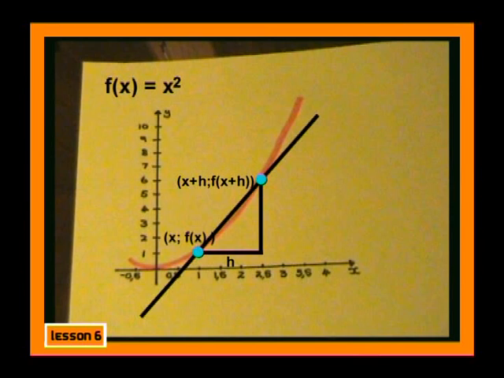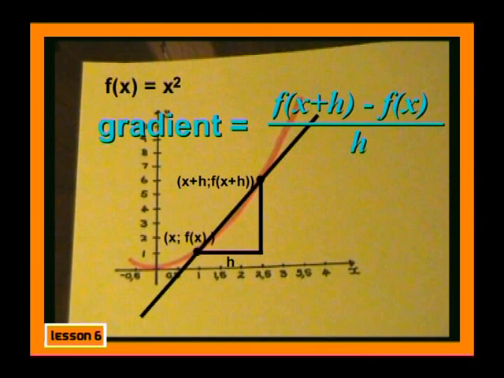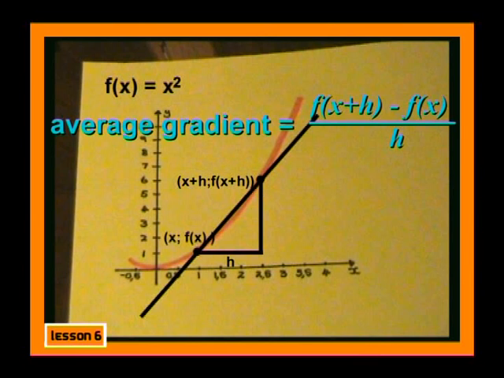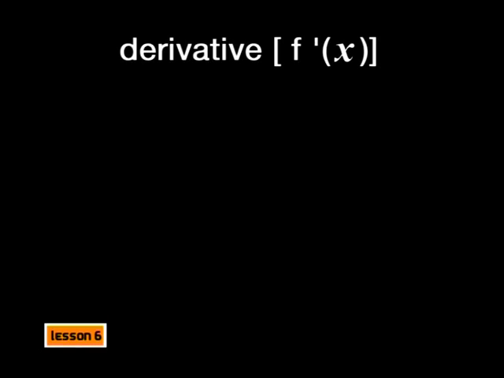The curve changes all the time between these 2 points, so we are using the gradient of the straight line between these 2 points to give an idea of what's going on with the gradient of the curve. Because of this, we call that gradient of the straight line between the points x, f of x, and x plus h, f of x plus h, the average gradient of the curve between those points. And the derivative? Let me write that up here.